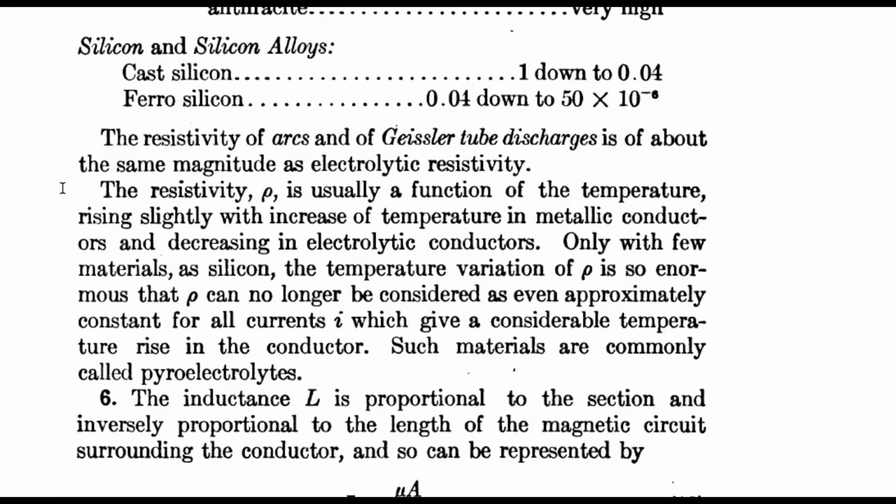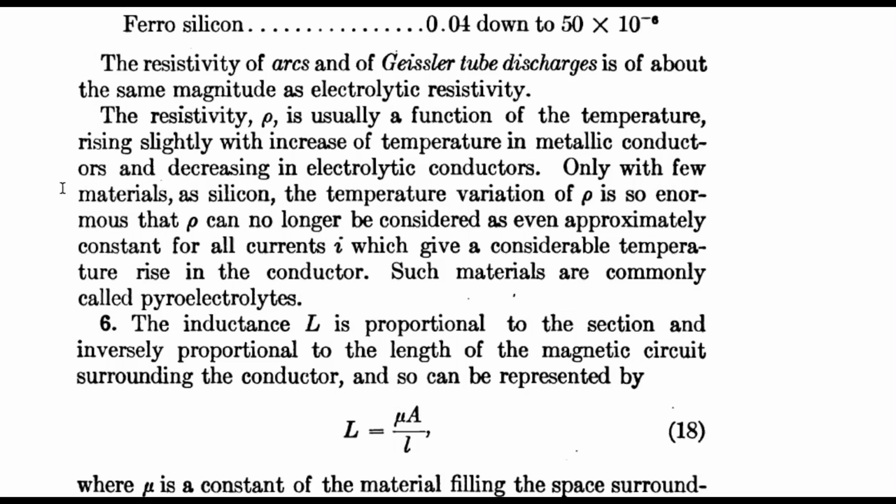The resistivity, represented as ρ, is usually a function of temperature. It rises slightly with an increase in temperature in metallic conductors, but decreases in electrolytic conductors. Only with a few materials, such as silicon, does the temperature variation of ρ become so significant that ρ can no longer be considered approximately constant for all currents which produce a considerable temperature rise in the conductor. Such materials are commonly referred to as pyroelectrolytes.